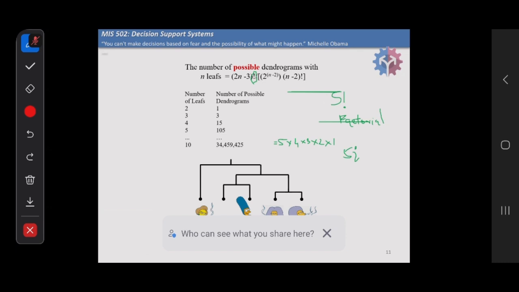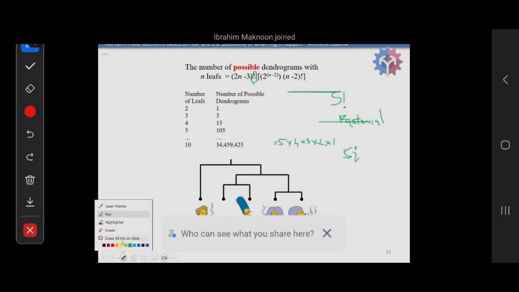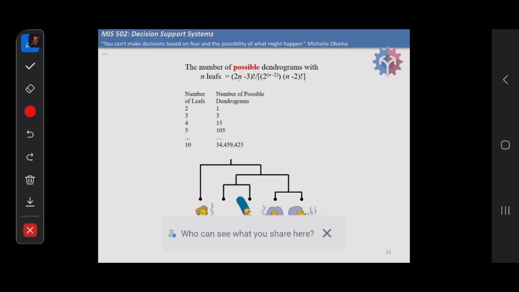Exactly. So if you need to know how many dendrograms there are, you use this formula. What is n? n is the number of data points. Imagine we are looking at 4 as an example. How do you write this formula? You will write 2 multiplied by 4, minus 3, factorial.